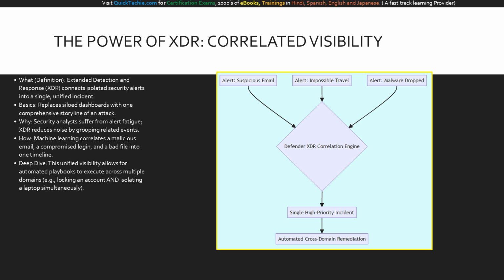Why is this revolutionary? Because security operations teams suffer from massive alert fatigue. By grouping related events, XDR drastically reduces the noise. How does it achieve this? It uses machine learning to connect the dots.